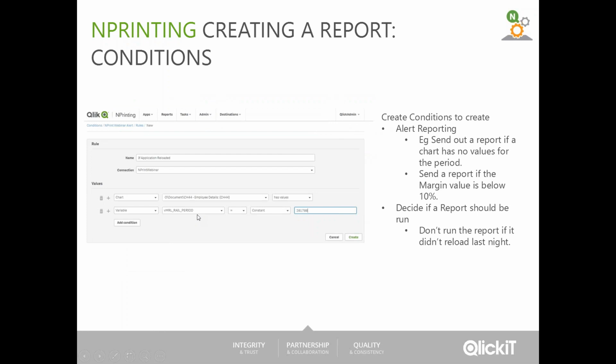Conditions. Conditions are used, again, in two cases. Firstly, for alert reporting. For example, if you want to send out a report if a chart's got no values for a period, or send out a report if the margin is below 10%, for argument's sake. That would be alert reporting. So that can be running in the background on a regular basis, looking at your QlikView applications, which are also being reloaded on a regular basis. And if it sees an abnormality, it'll then send out an alert report to somebody to say, I think you need to look at this, do something about it.